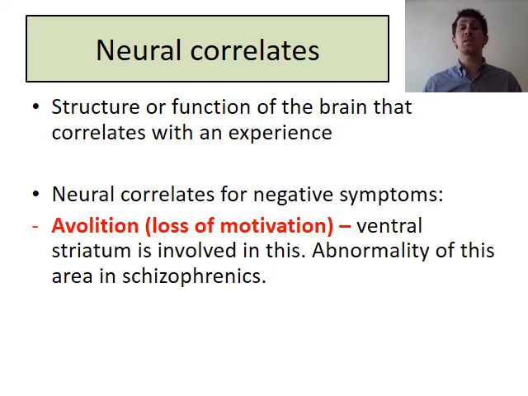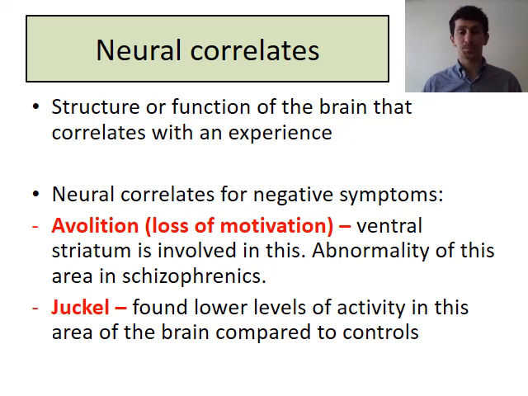And avolition has been linked to a certain part of the brain called the ventral striatum. And this ventral striatum is abnormal in schizophrenia patients. And some people have also found that there's also lower levels of functioning in this ventral striatum, this certain part of the brain, compared to normal individuals. So you can see this ventral striatum correlates to schizophrenia developing.